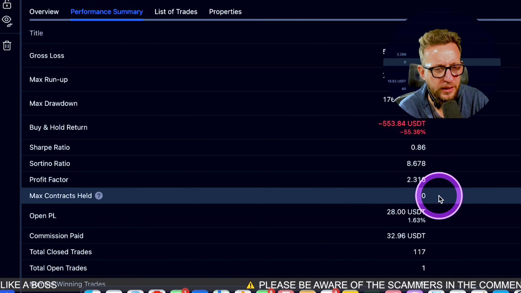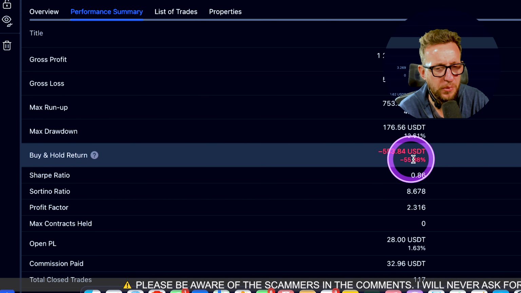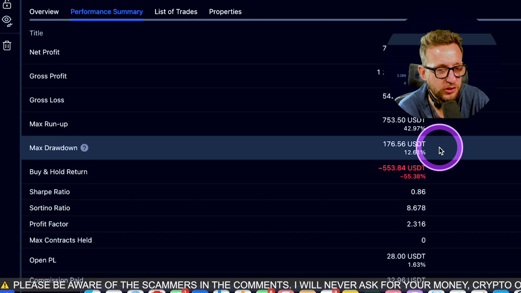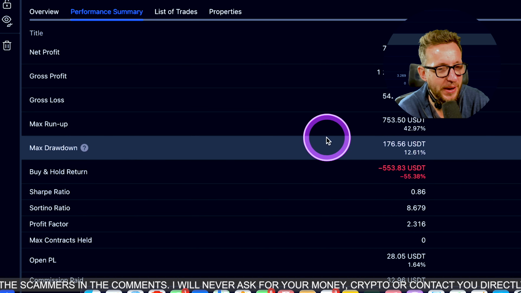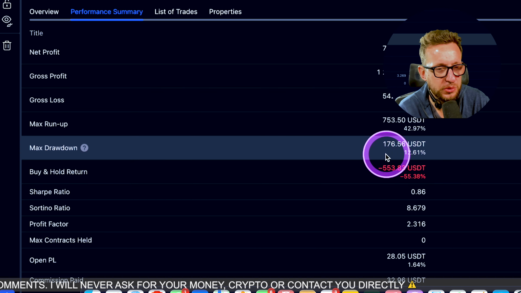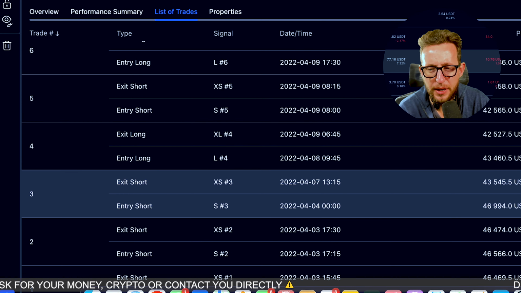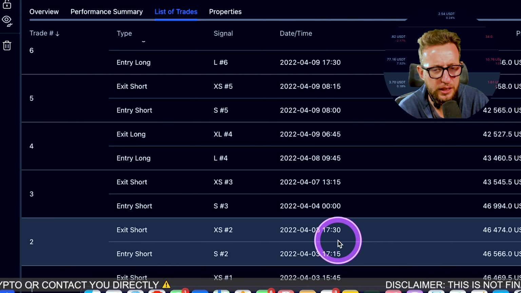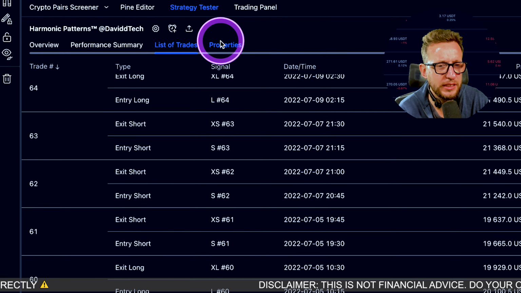That would be fine. We have our buy and hold, which would have been minus 55%, so we actually smashed that. But what trading strategy doesn't, now at the moment, with the way that crypto's going? But yeah, as I said, a max drawdown of 12%. First trade would have been, let's go all the way back here, on the 3rd of April. So yeah, not a bad trading strategy in the slightest.